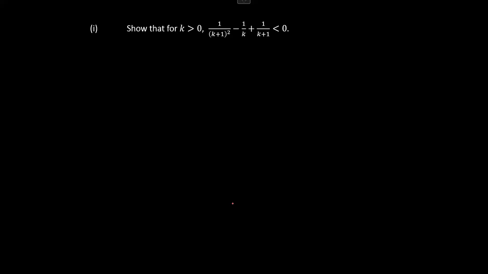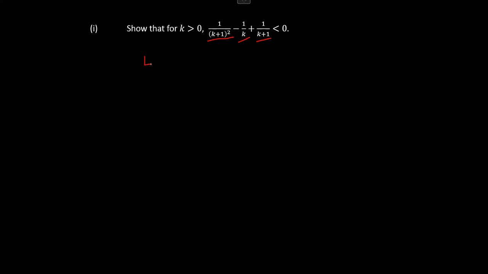Now the best thing to do here would be to combine all the terms on the left hand side into one and show that it gives you something negative. So to do that, all we're going to do is write all the terms over a common denominator. And of course when we look at the denominators we've got here, we can see that the lowest common multiple of those denominators is k times (k plus 1) squared.